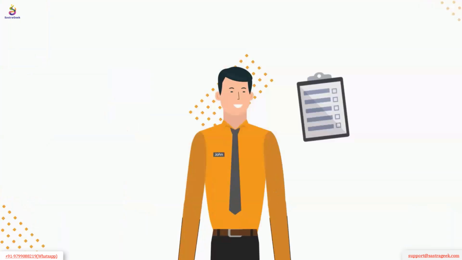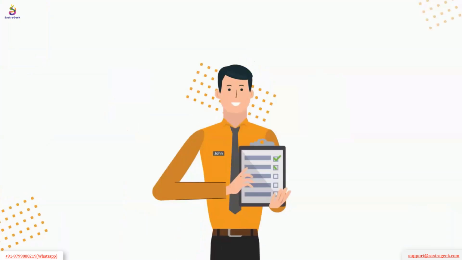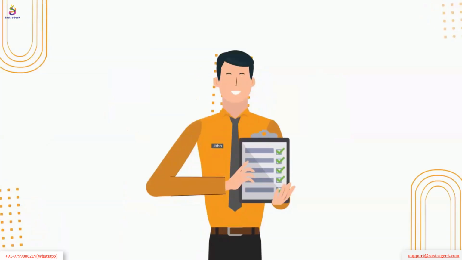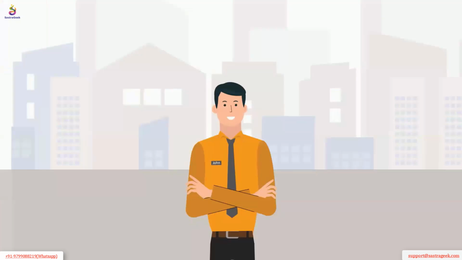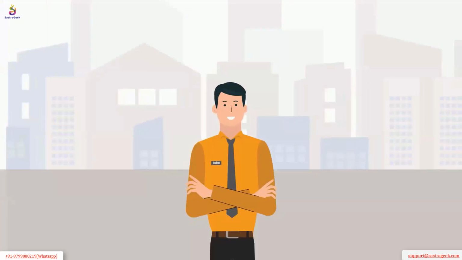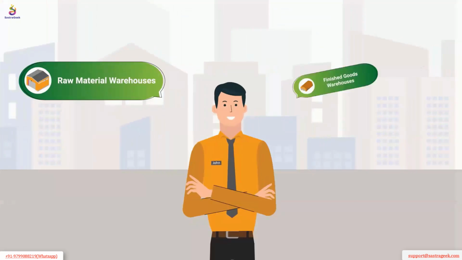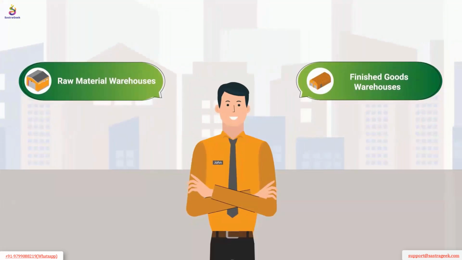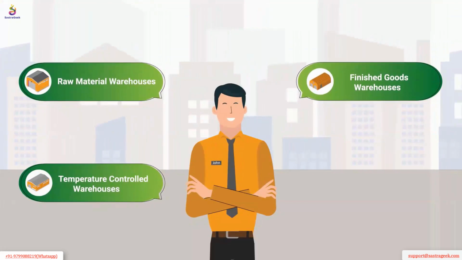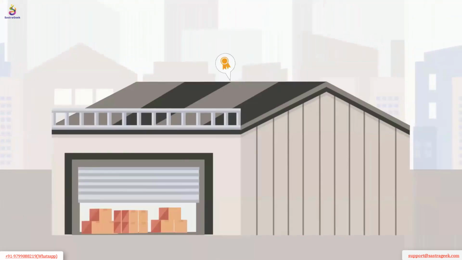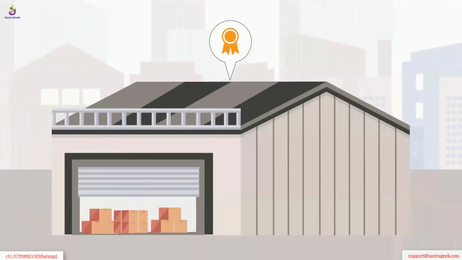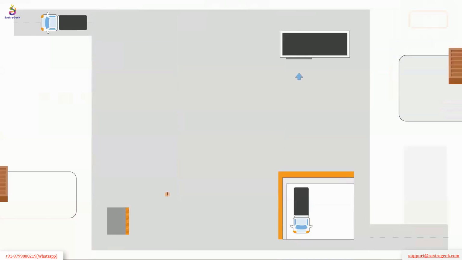Warehouses can be classified based on the kind of material they handle and the kind of operation or requirement they cater to. The different types of warehouses that John handles are raw material warehouses, finished goods warehouses, temperature controlled warehouses, cross-dock warehouses. Each warehouse caters to a specific function.